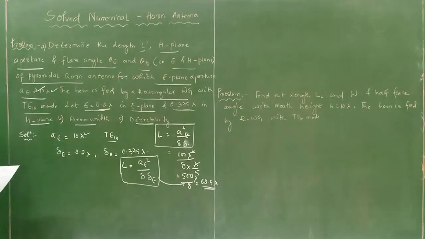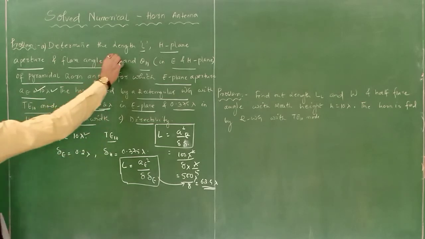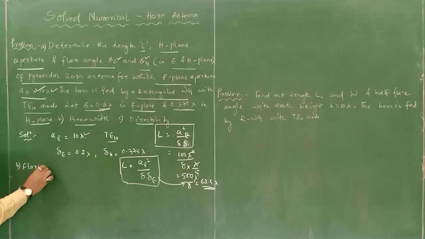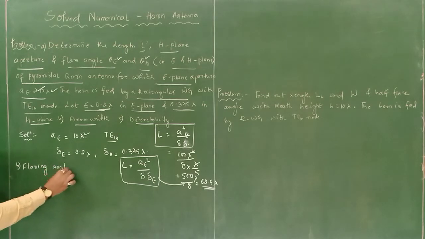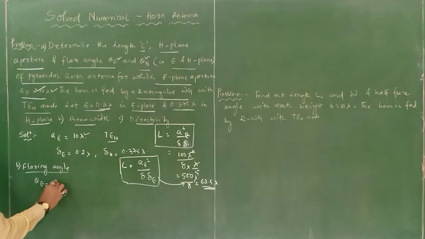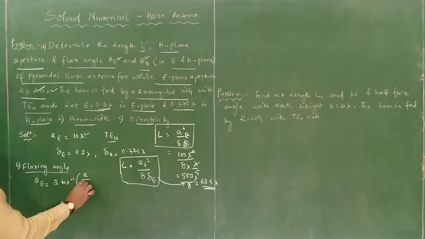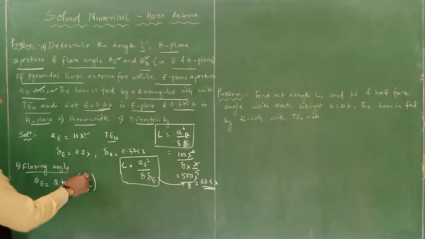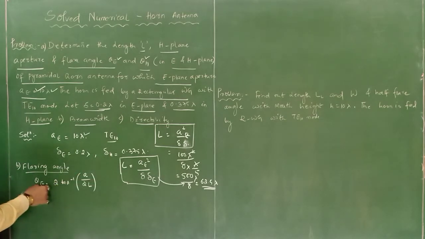Next, we will find theta E, because here theta E and theta H, the flaring angles, we have to identify. So here I will write the flaring angle theta E is equal to 2 tan inverse of A divided by 2L. This is the basic relation: tan of theta by 2 is equal to A by 2L. So A is the aperture and L is the length, and what is our delta E?